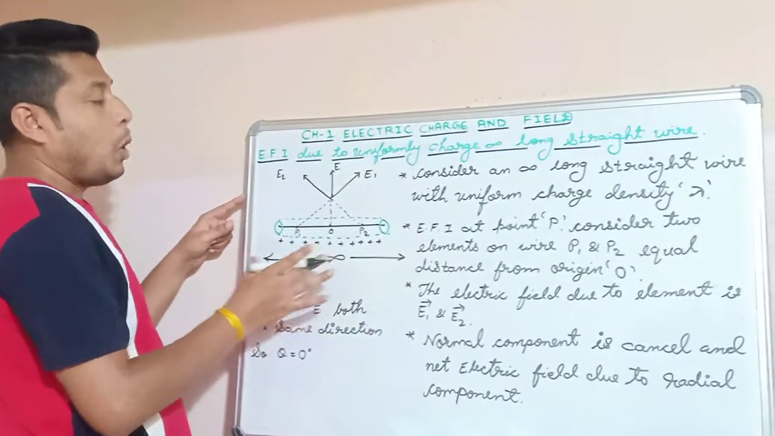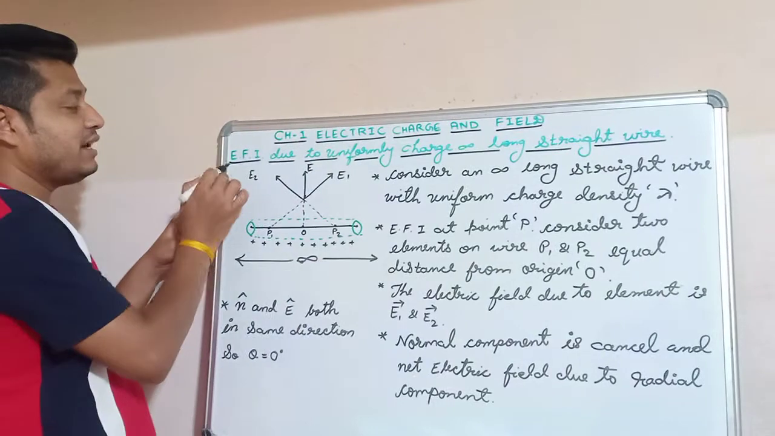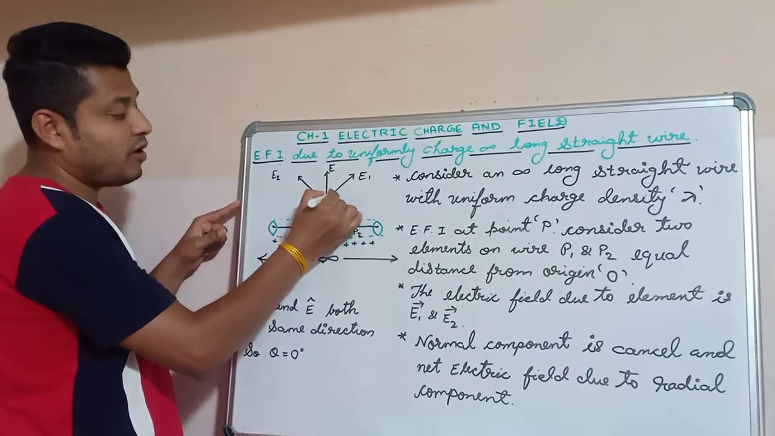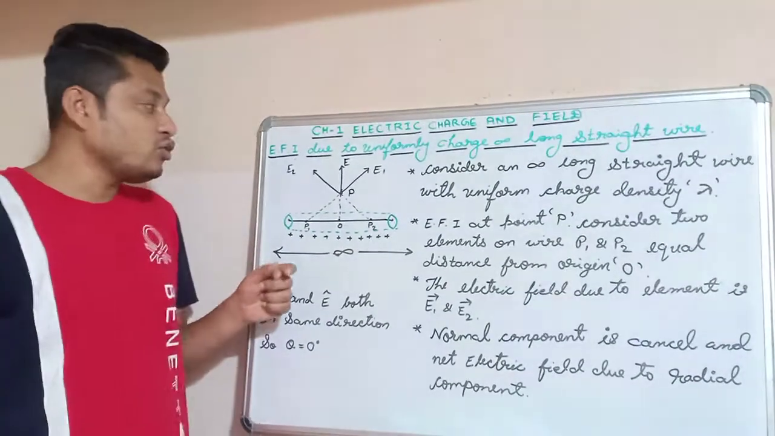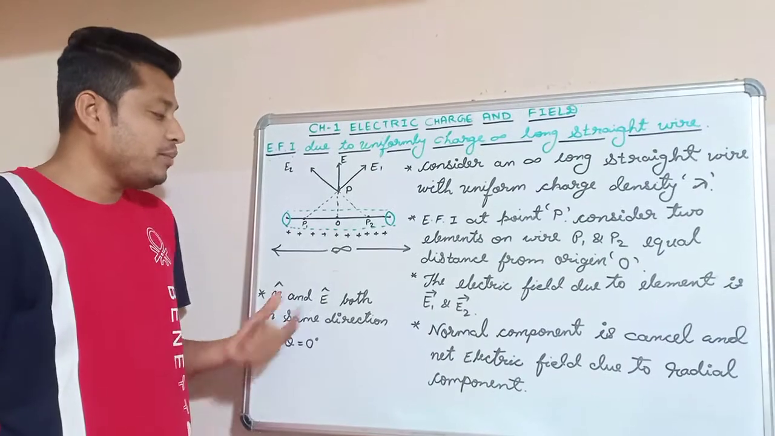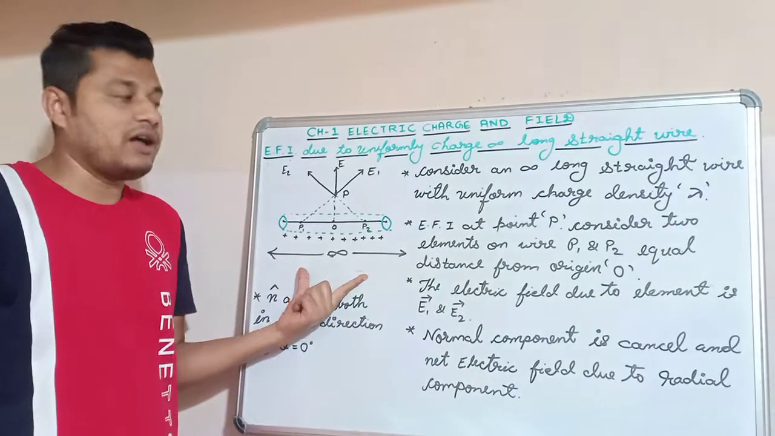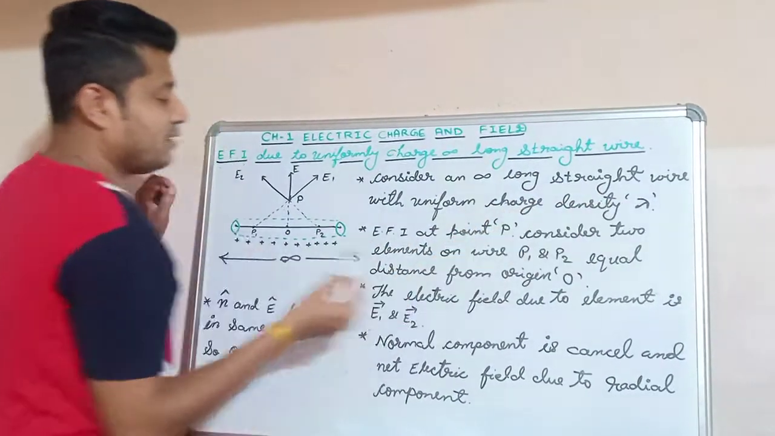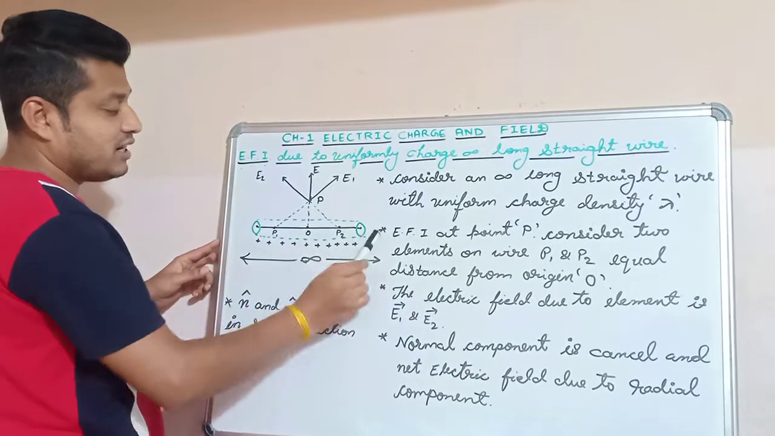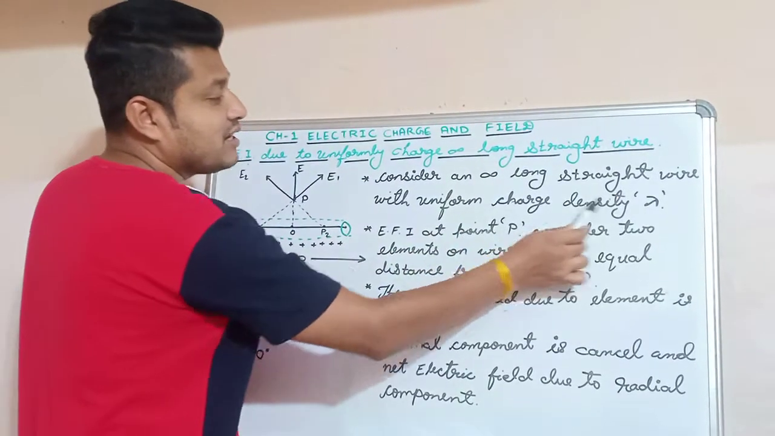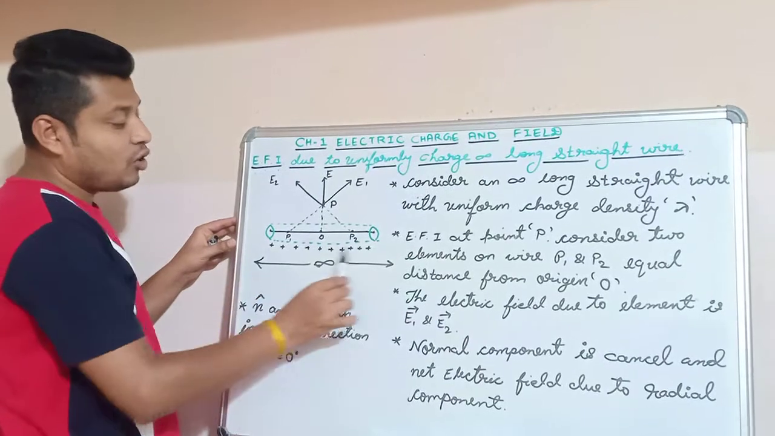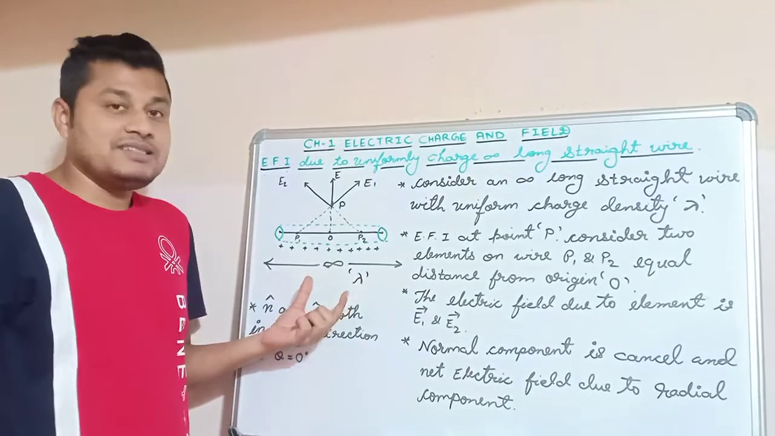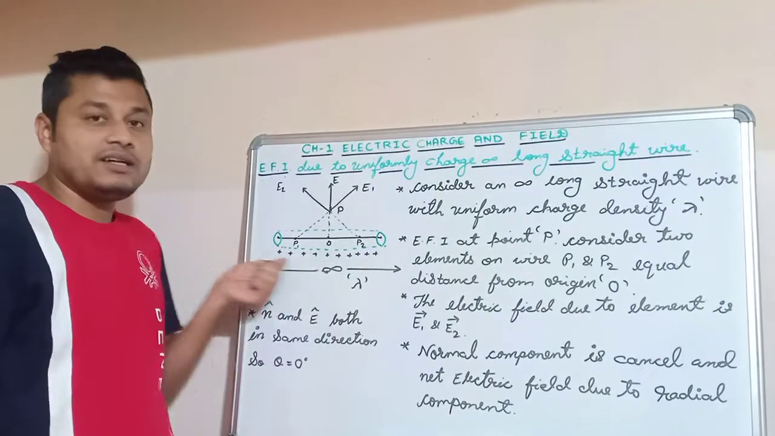Now what do we have to calculate? We have to calculate the electric field intensity due to this wire at a point P. Consider an infinite long straight wire with uniform charge density lambda. So the charge on the whole wire will be of which density? Lambda. Lambda density charge is present on this straight wire.